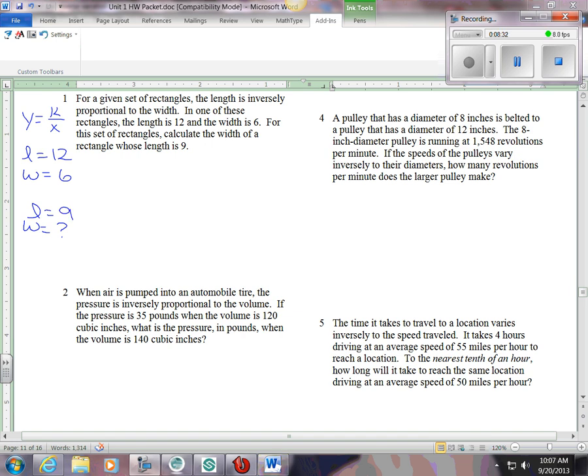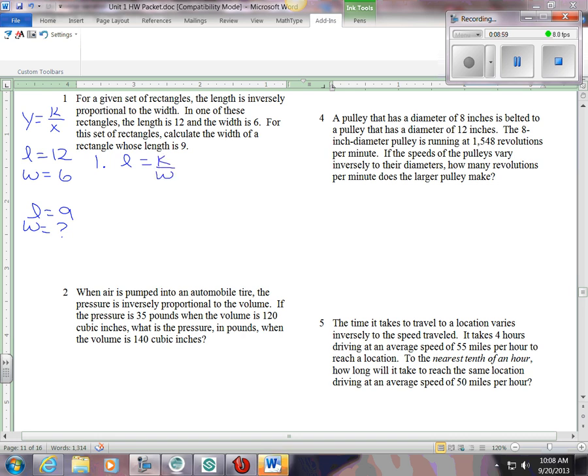So they're inversely proportional. I know my dimensions for my first rectangle. I need to figure out my width for my second. So here's your first step. We need to find K. We're not given K. We don't have a constant of variation. Okay, so we need to find it. So you start with what you know. Okay, instead of using Y and X, I'm going to use L and W, length and width.